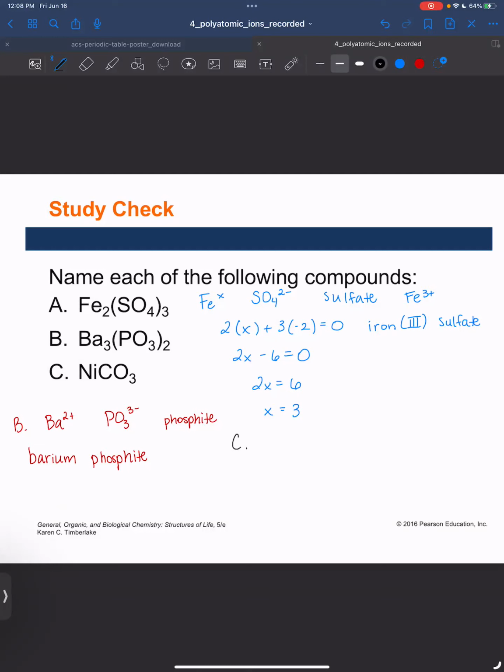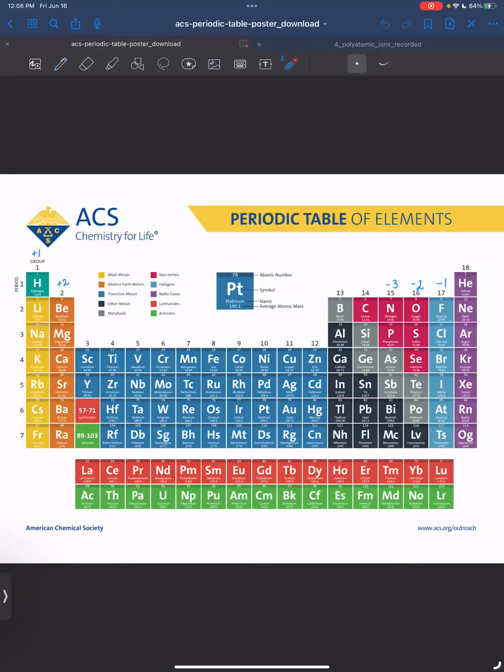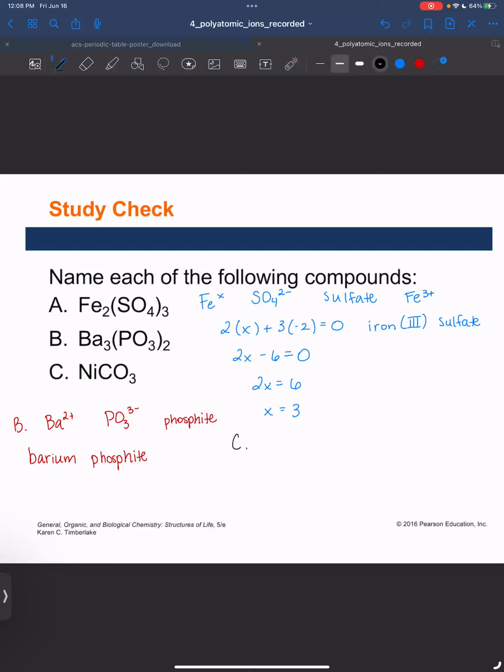And then part C, we have NiCO3. So Ni is nickel. It is a transition metal. And we don't know its charge. CO3 is one of those groupings of elements, that polyatomic ion. So CO3, if we look it up, it's CO3 2-, and that is carbonate.